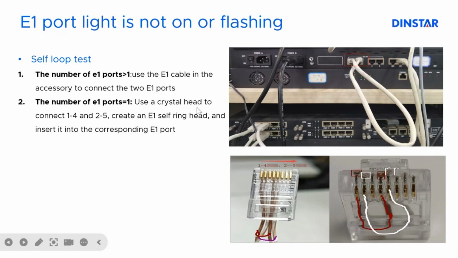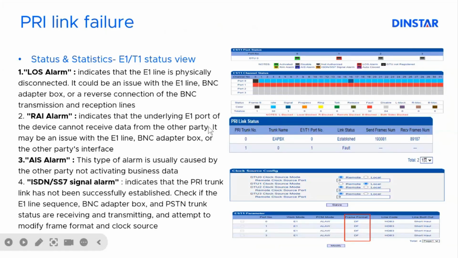But how can we check? We can directly check whether the indicator light turns normal or not, right? We have the indicator light. Okay, and next, PRI link failure troubleshooting.